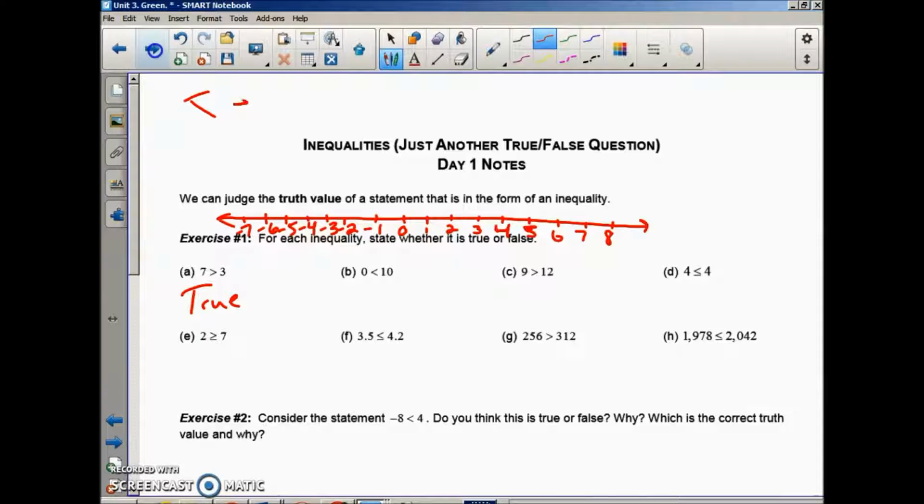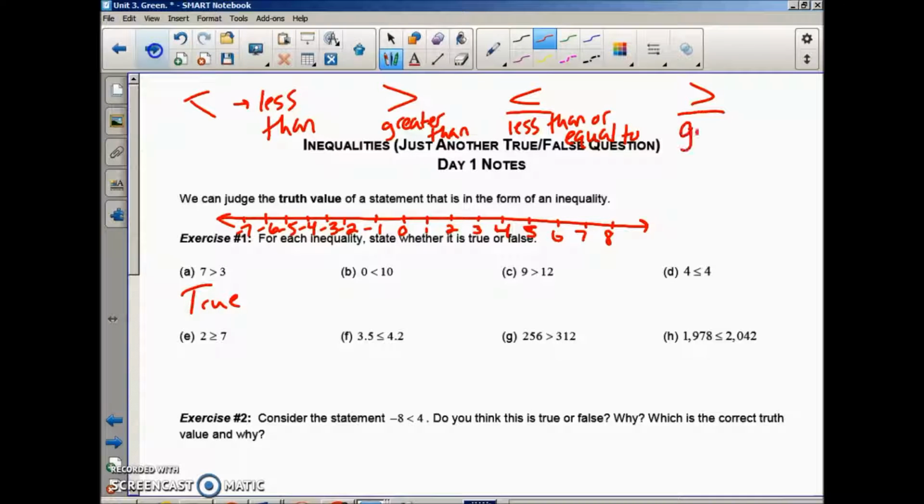In letter A, 7 is greater than 3. If we look at the number line, 7 being all the way to the right, 3 being a little bit behind it, it is true that 7 is greater than 3. Something to remember as well, looking at the top of this, are all your inequality symbols. If you know what they are, this gets a lot easier. If not, then that's something you want to memorize.